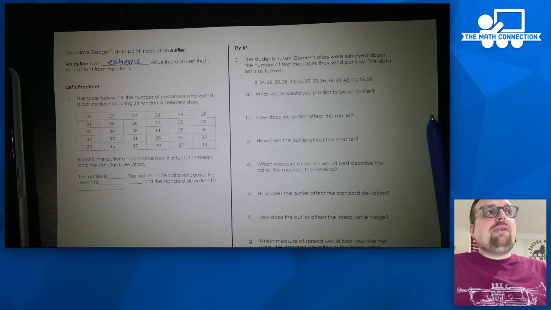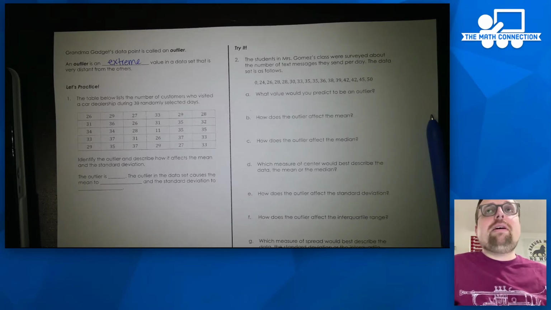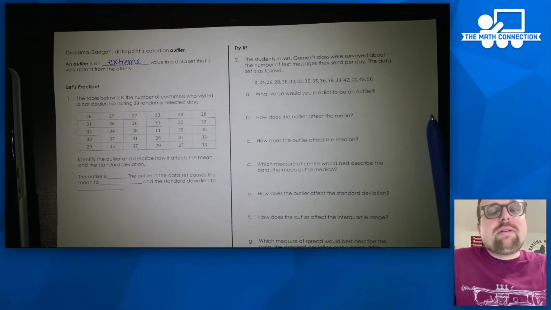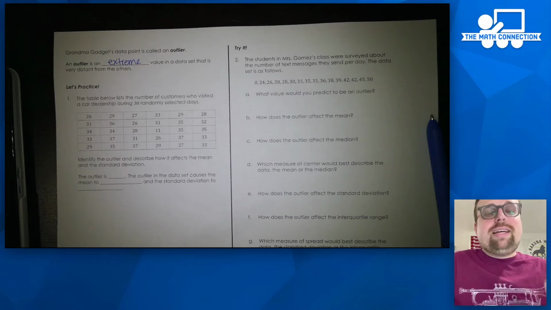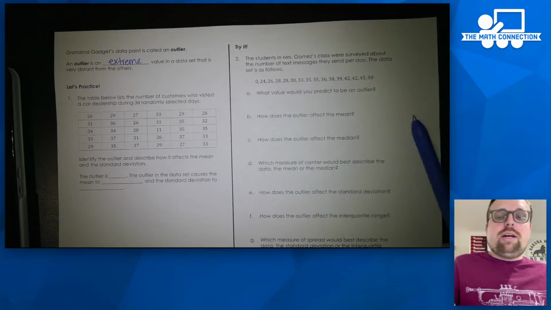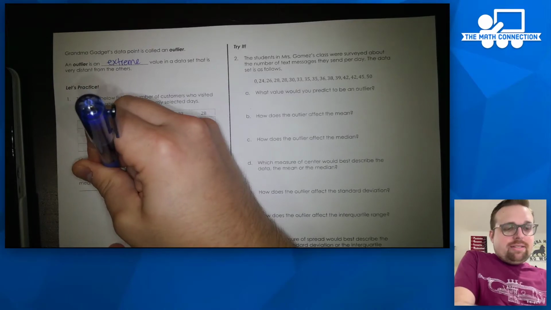Maybe there was some natural disaster that day. Maybe there was some kind of holiday happening that day. Who knows? But that day there was only 11, which would be considered an outlier. It's much further away from the rest of the points in the data set. So we're going to identify that the outlier is 11.